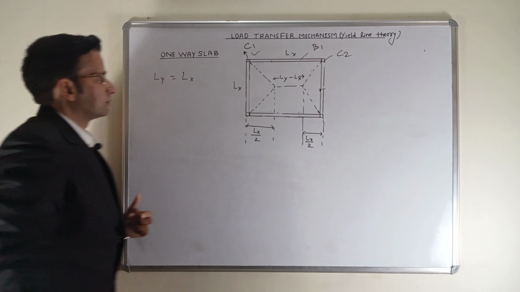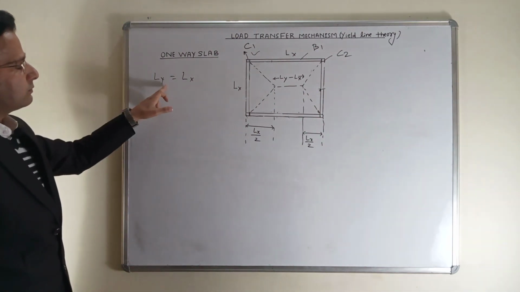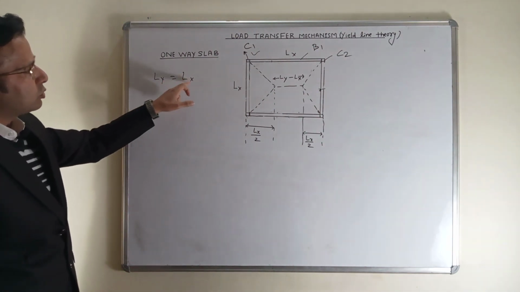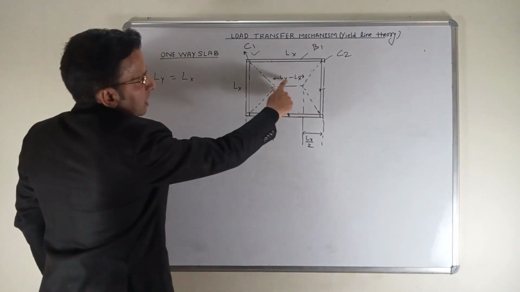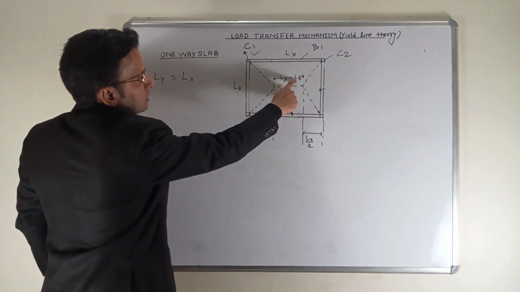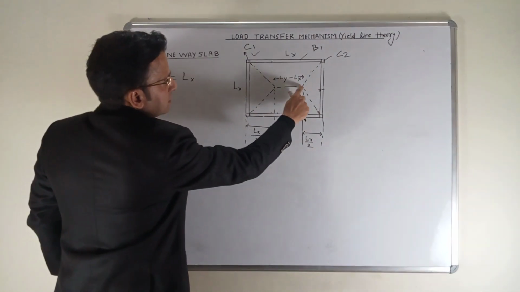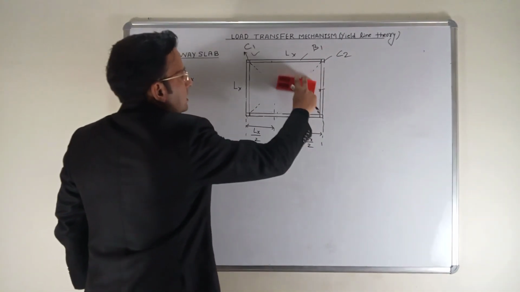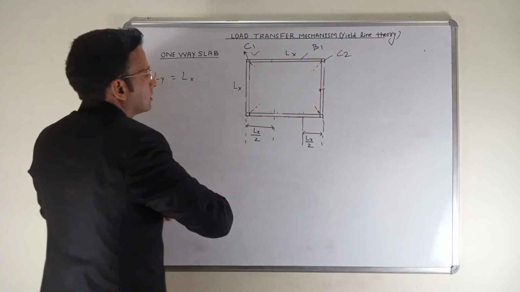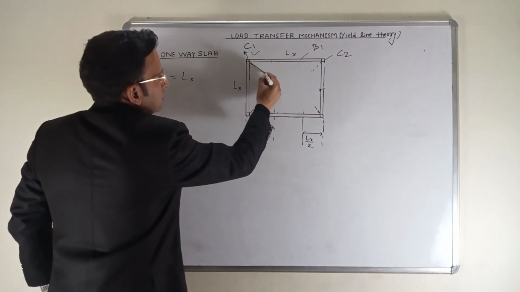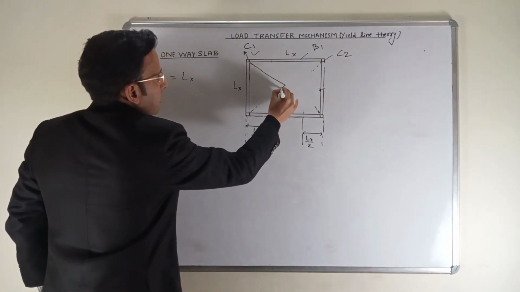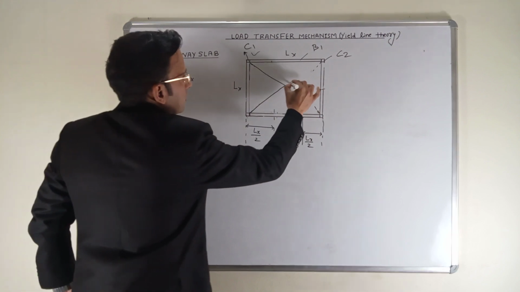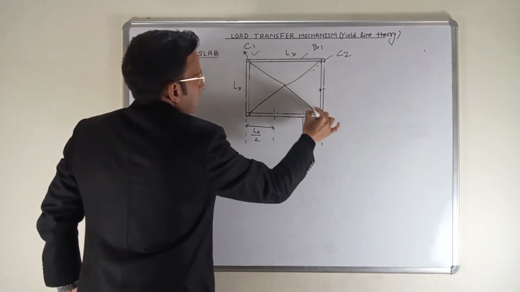So note this. Okay. In the case when Ly is equal to Lx, what will happen? Ly minus Lx becomes 0 and this portion touches this portion. So for Ly equal to Lx, the load pattern will be just like this.